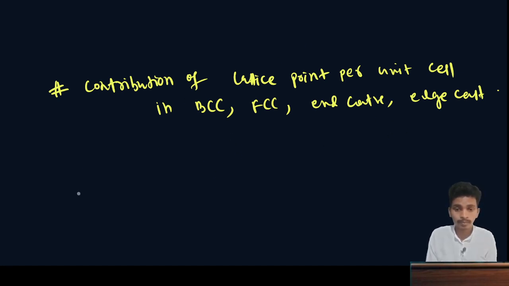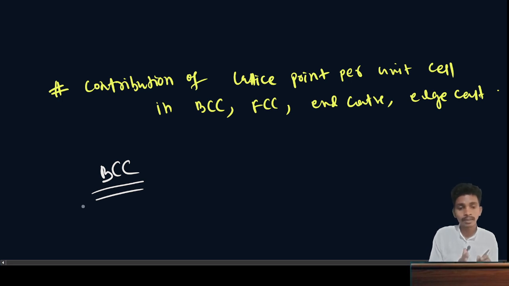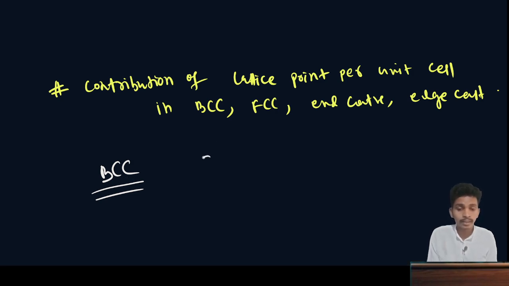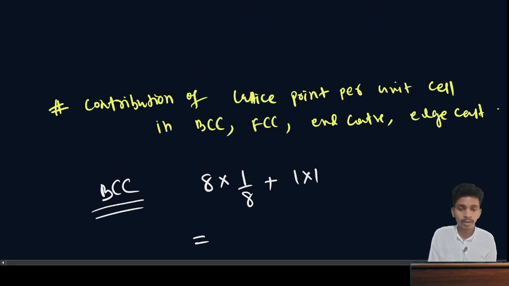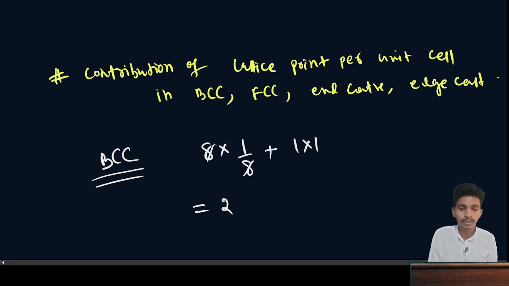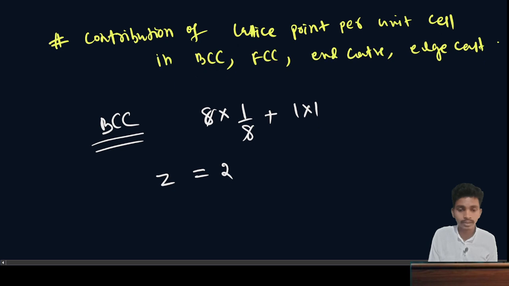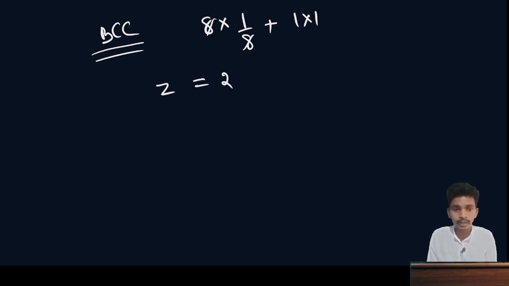For BCC, how much contribution is due from lattice points? First at the corners, there are 8 corners, and each corner contribution is 1 upon 8. With that, one body center is there, and the body center contribution is 1. So the total contribution of lattice points for unit cells in a crystalline solid will be 2. This is also written as Z. So Z is equal to 2 for BCC.